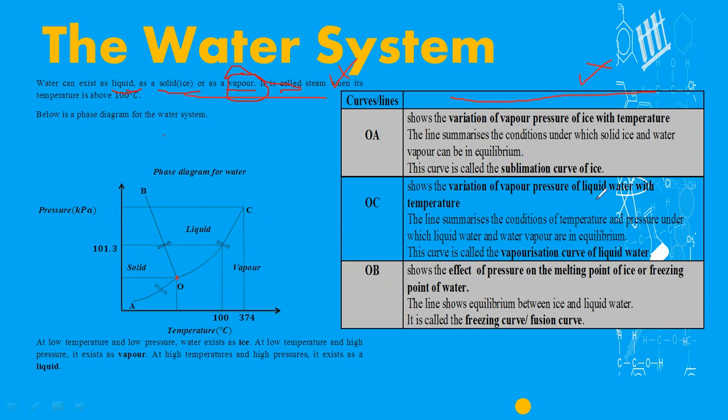Then this point C here is called the critical point of water. Okay, this is the triple point of water. That's the critical point of water. By definition, what are those points? What do you think is the definition for the triple point of water?